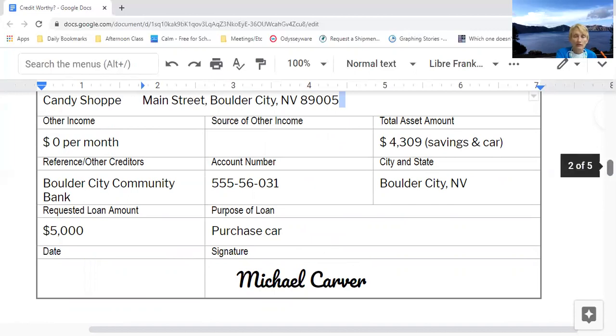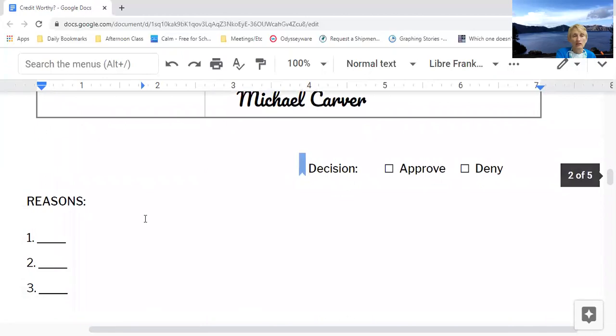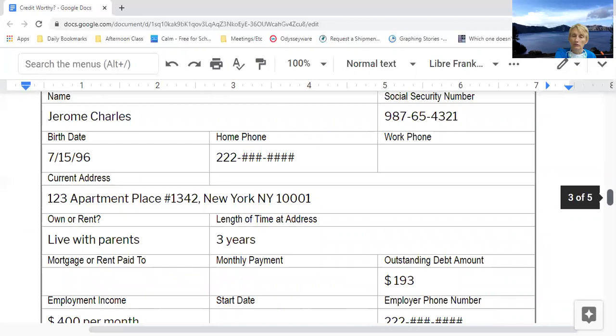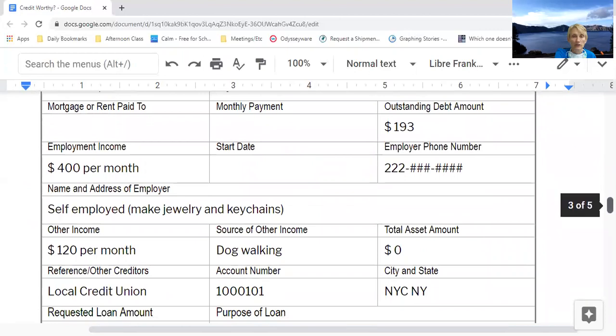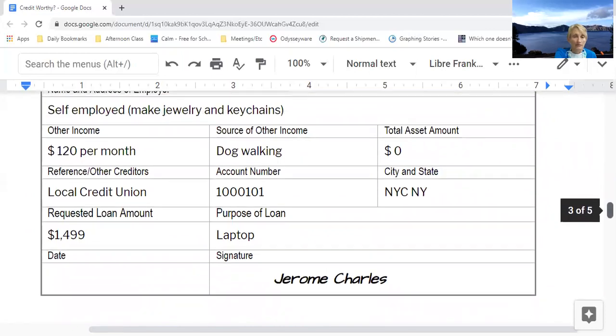So again, people might justify things in different ways, whether you decide to approve or deny, and then down here is where you would type your 3 reasons. And again, some of the reasons you can word a little differently, basically still saying the same thing. Because there are going to be some things that are just a concern, and then some of these don't have very big income, but they also may not have very much in the way of debt.